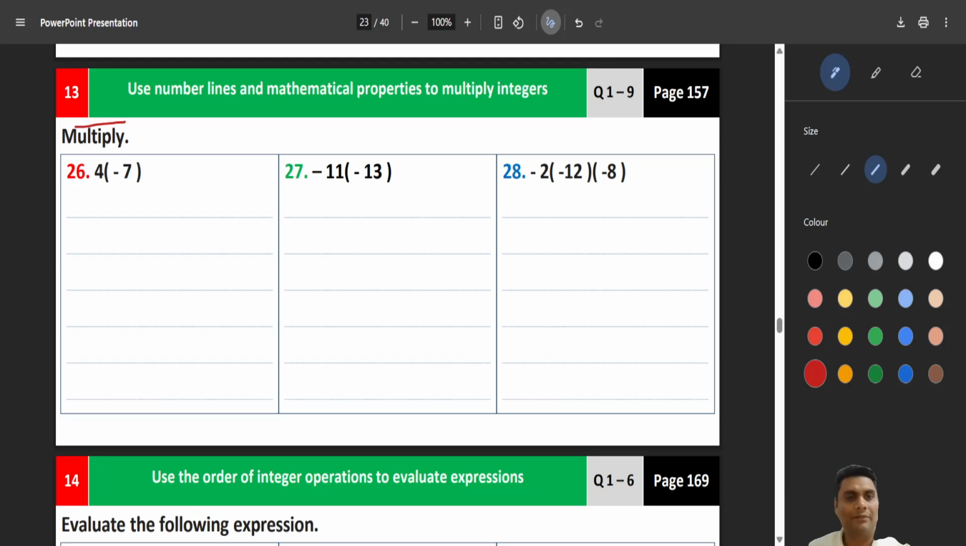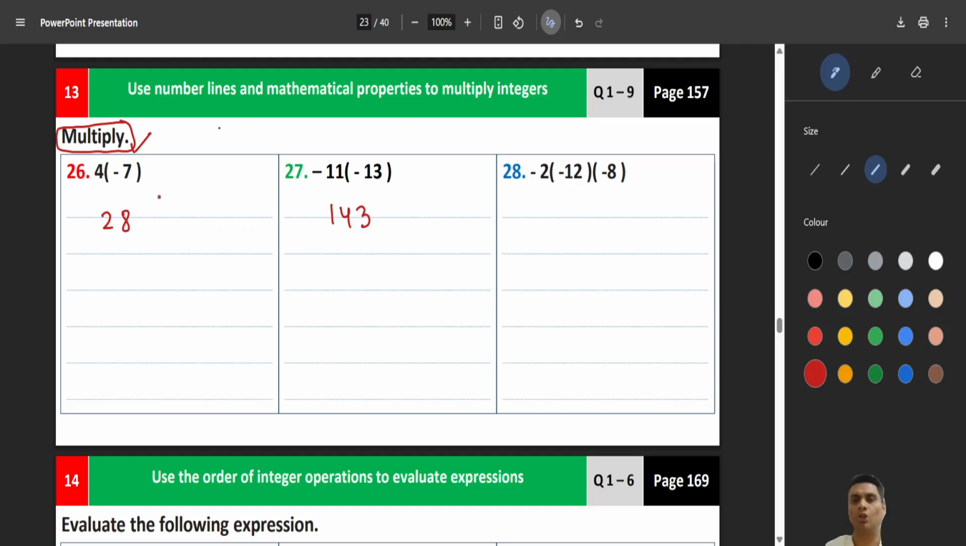This is about multiplication. Now see, the rules of multiplication and division are a little bit different from addition and subtraction. They have different rules. Don't mix them. Listen carefully. Whenever a question comes on multiply and divide, you simply multiply or divide the numbers first. Don't check the sign. Simply, if he says multiply, do multiply. 4 times 7, 28. Here, 11 times 13, 143.